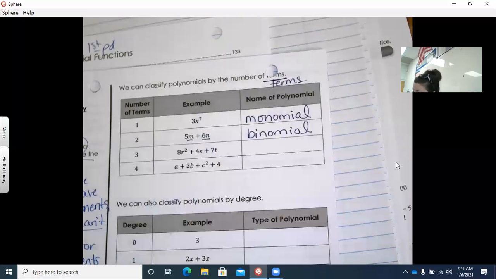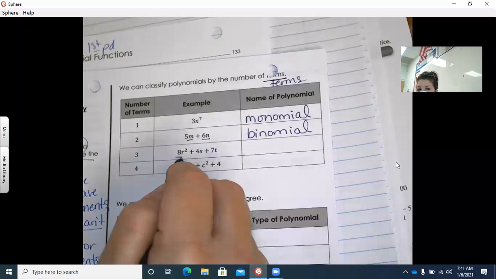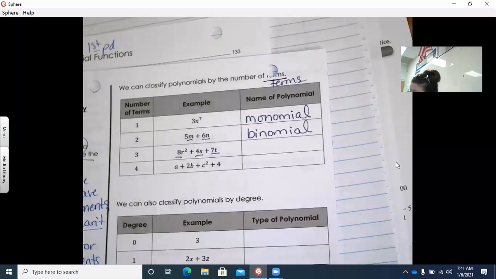Three terms. 8r squared is a term, 4s is a term, 7t is a term. What do you think we call that? Trinomial. We've said all of these words this year. We just have not written them ever in our notes.